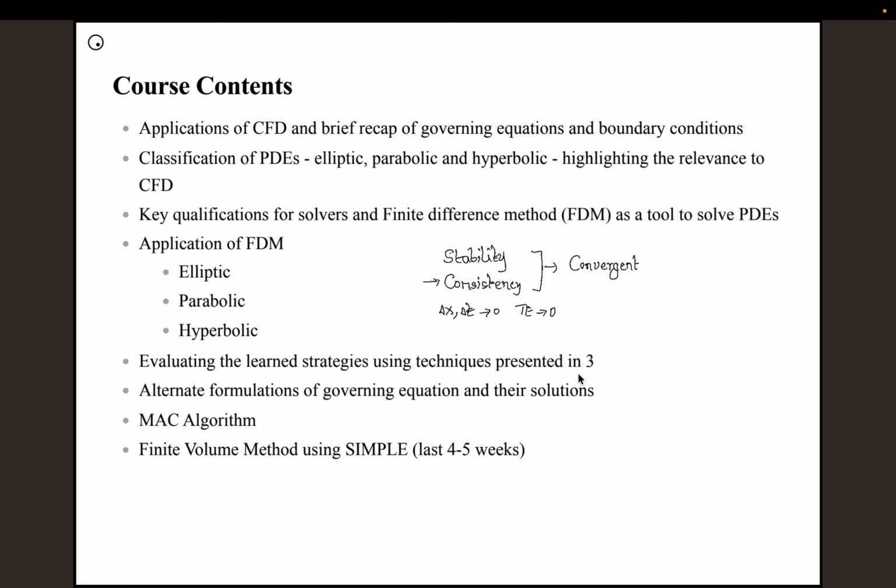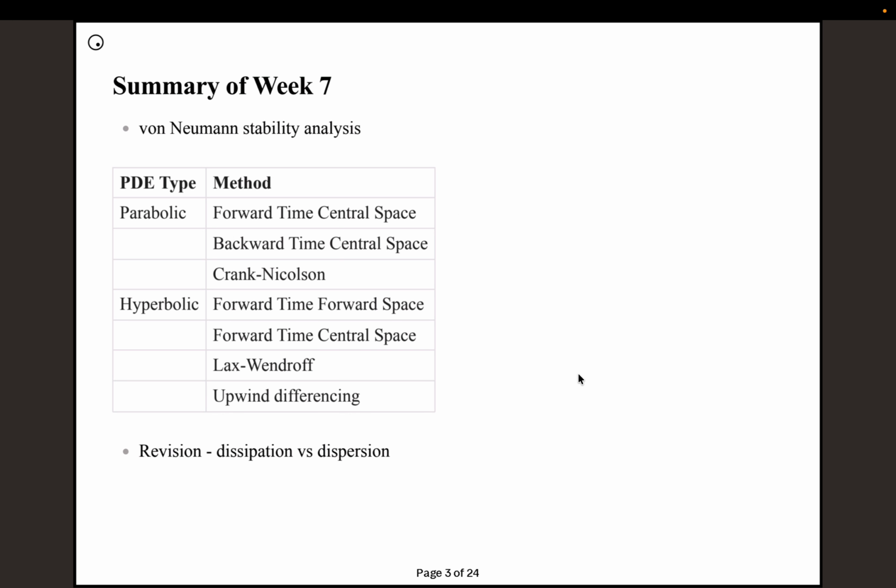The one that we have not discussed is the stability, so that is what we will be covering in this week. There are different methods. The one that is covered in this week is von Neumann stability analysis for different kinds of equations. For parabolic, we'll do forward time central space, backward time central space, and Crank-Nicolson methods, and for hyperbolic, forward time forward space, forward time central space, Lax-Wendroff, and upwind difference. For all of these methods, we'll see how to extend the von Neumann stability analysis and then evaluate the stability criteria for each of these methods.